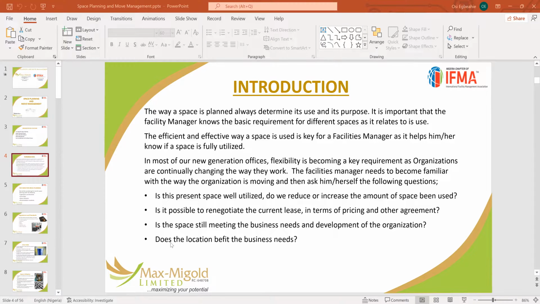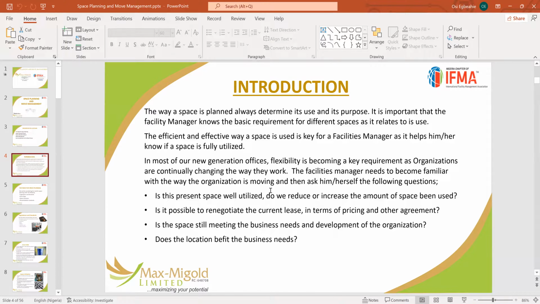Another question you must ask yourself: is the space still meeting the business needs and development of the organization? Every organization has needs, has development orientation. Every organization has one or two things that they always will want to look up to, and the core business activity and how it's being managed. Now, you are supposed to know exactly what these things are, and from time to time, evaluate the facility or the space that you manage to see that that facility still meets up with the business needs and development of the organization.